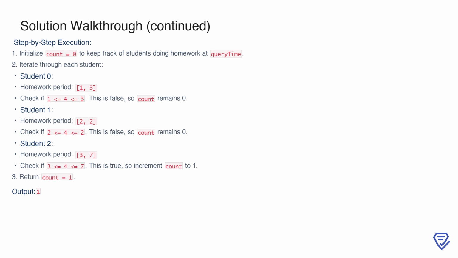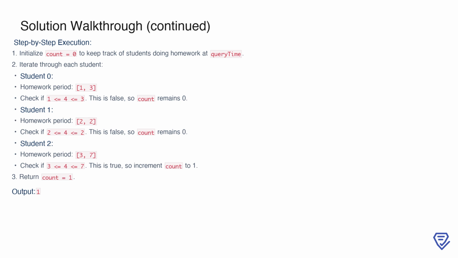To solve the problem step by step, we start by initializing a variable count to 0. This will keep track of the number of students doing homework at query time. Then, we iterate through each student. For the first student, their homework period is [1, 3]. We check if 1 <= 4 <= 3. Since this condition is false, the count remains 0. Next, for the second student, their homework period is [2, 2], and we check whether 2 <= 4 <= 2. Again, this condition is false, so the count is still 0.